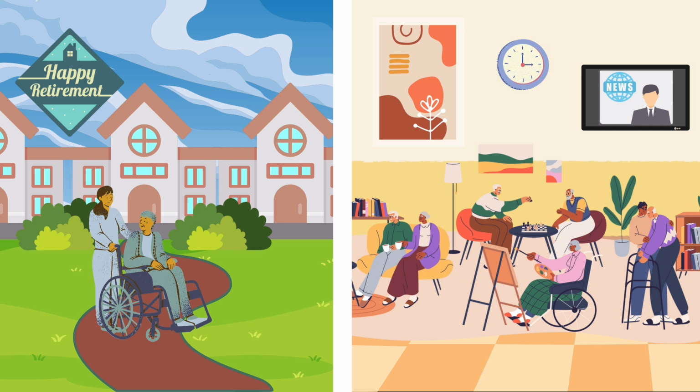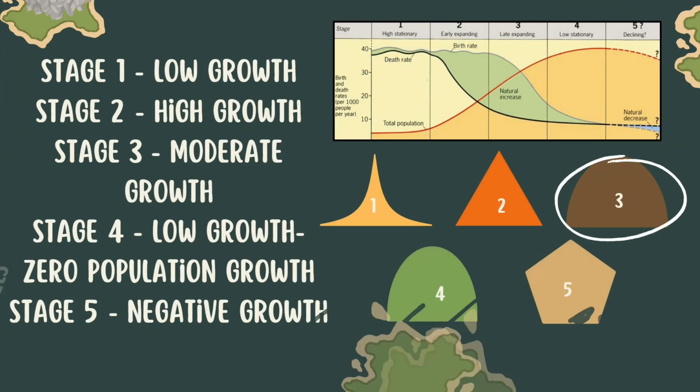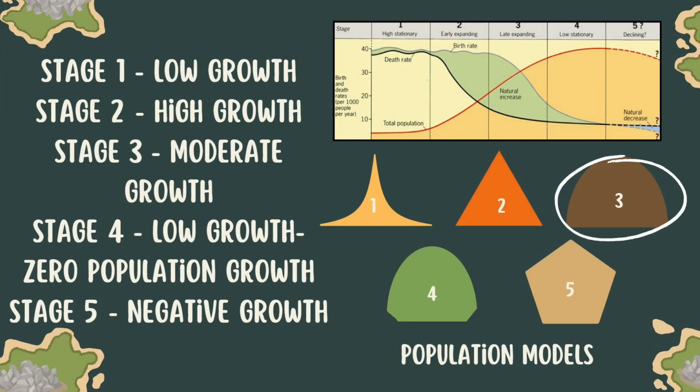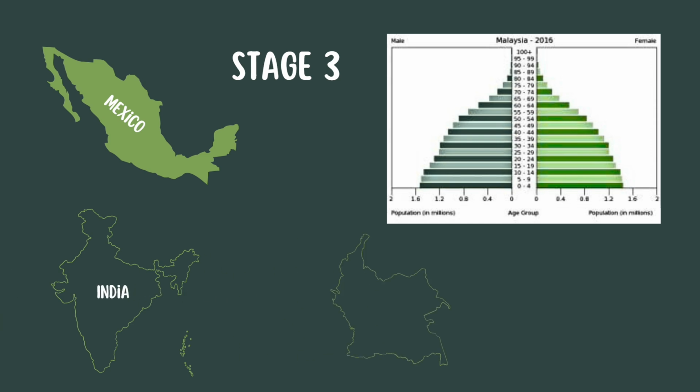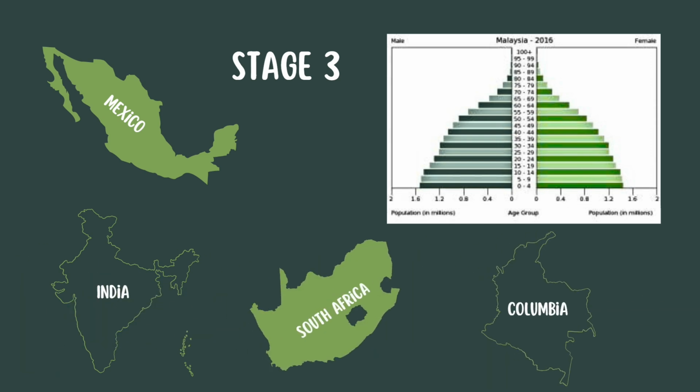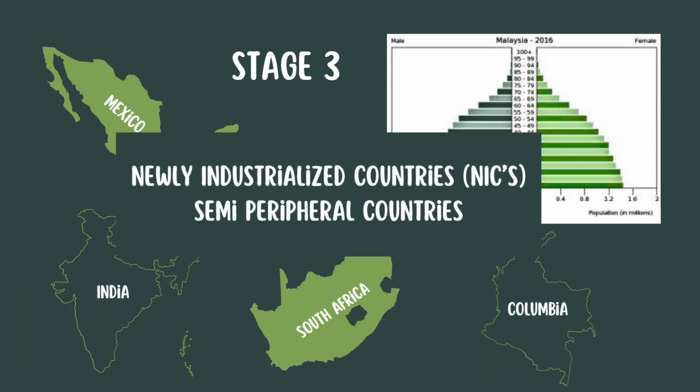With countries in this stage, the resulting population pyramid shows a wide base for a still rising population and a slowly decreasing population as you go up in age, but still wider than that of the stages before. Those states who claim this stage are Mexico, India, Colombia, and South Africa, some of which could be referred to as newly industrialized and/or semi-peripheral.